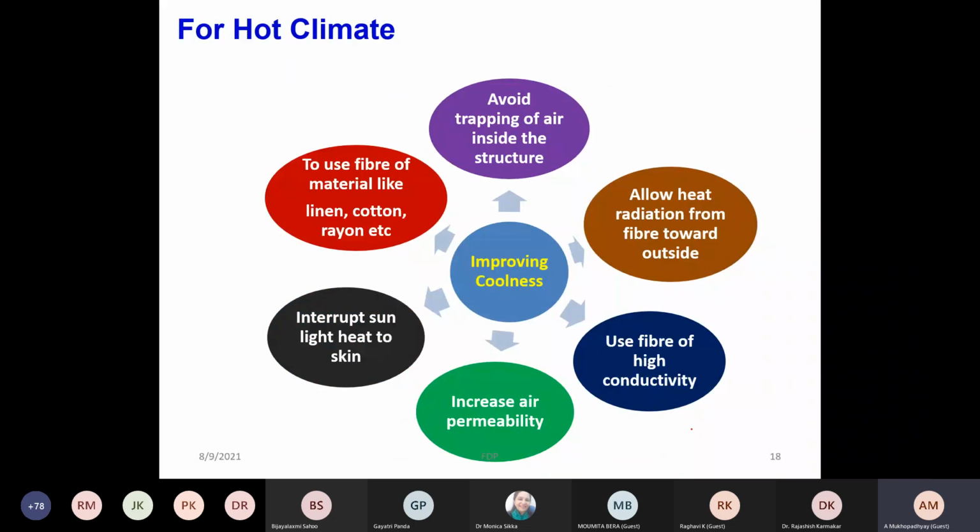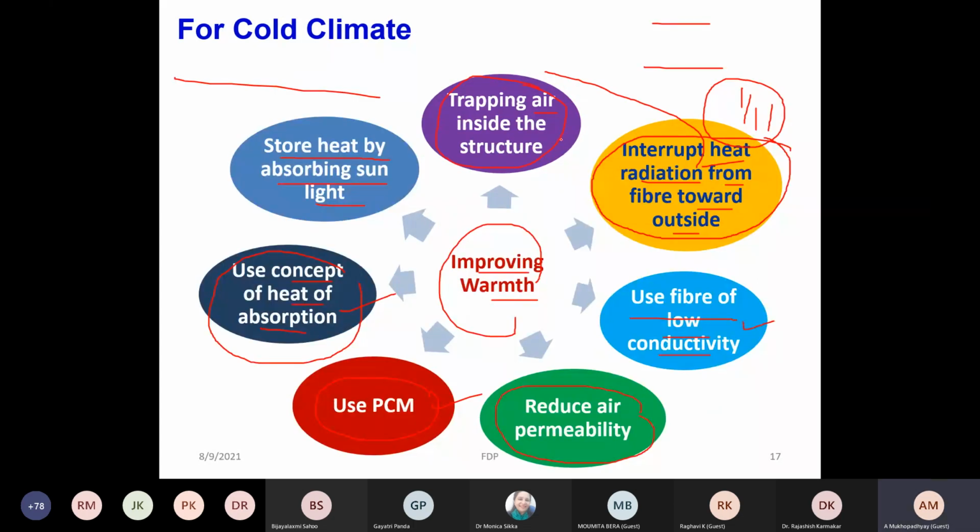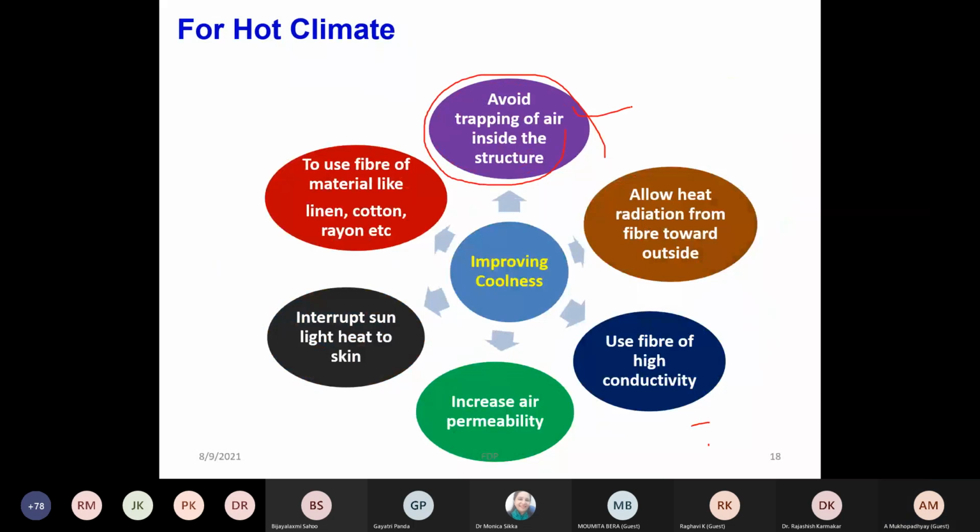Improving coolness. Suppose how to improve the coolness? So avoid trapping of air inside the structure. To a certain extent it is just the opposite of the earlier one, cold climate. So we must have higher air permeability. Okay, air permeability must be high to improve coolness. Why should the air permeability not be high here?